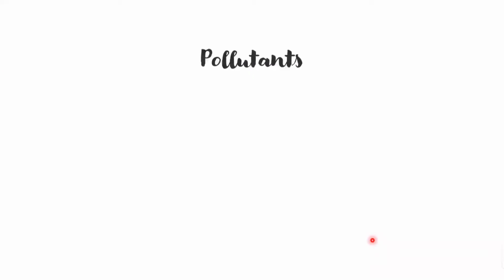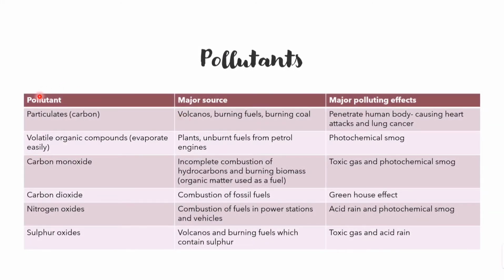So now we're going to have a look at pollutants in a summarized table. Our first pollutant is particulates, and these are small carbon particles. These are produced by volcanoes, burning fuels, and burning coal. When our fuels are burnt with incomplete combustion, soot is formed, and soot is carbon particles. So these can contribute to our particulates. The major polluting effect of particulates is that they penetrate the human body, causing heart attacks and lung cancer.